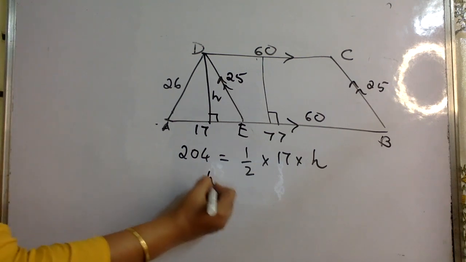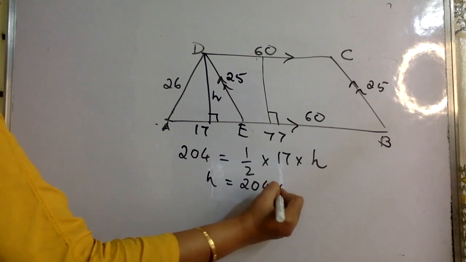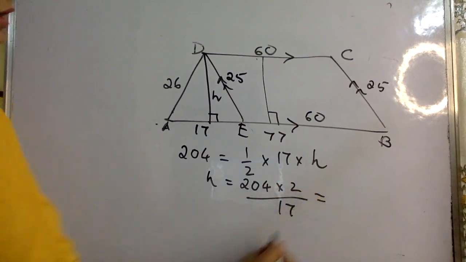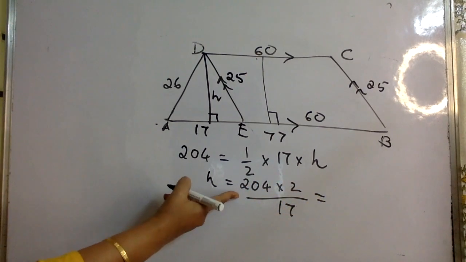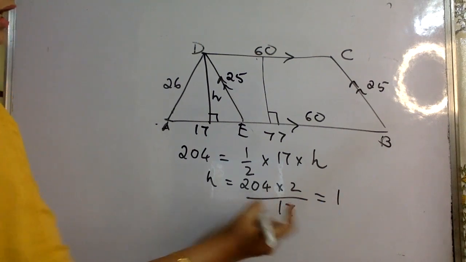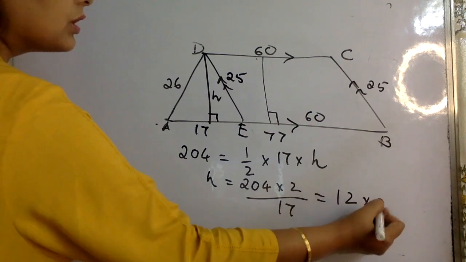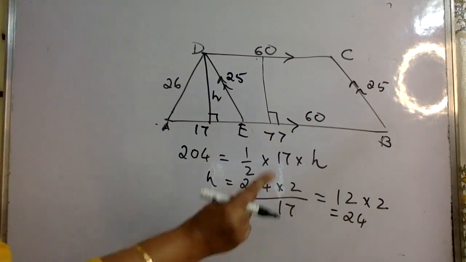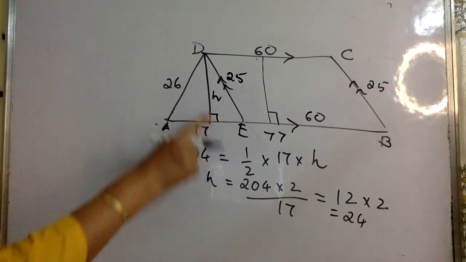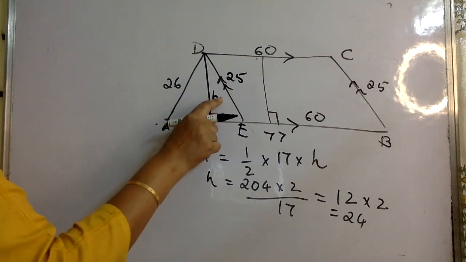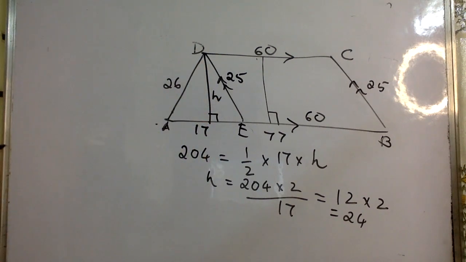Height is equal to how much then? 204 into 2 by 17. I can clearly see 17 twelves are 204, so 12 into 2, that is 24. 24 is my height. So this length becomes 24. You don't have to write the unit because it's an intermediate step.